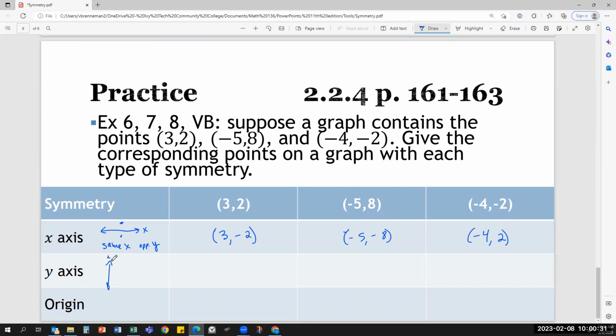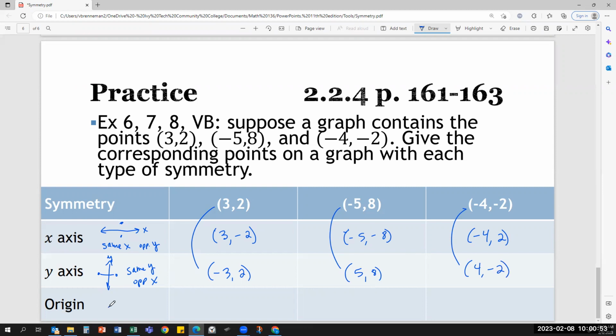Y-axis symmetry, we have points with the same y, opposite x. So if we have the (3, 2), we have to have (-3, 2) also. (-5, 8), then we need to have (5, 8). (-4, -2), then we also need (4, -2).